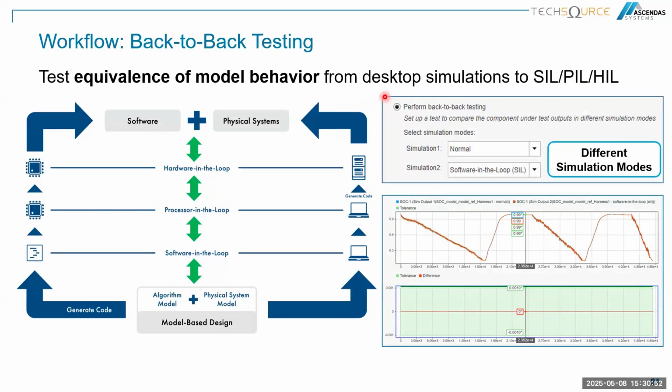For example, when you want to convert these controllers to C or C++ code and you want to test the behavior once we deploy it as code, that one we can call SIL, software in the loop. We can test it with PIL when you deploy it to the microprocessor already. This one is processor in the loop, and HIL is hardware in the loop.